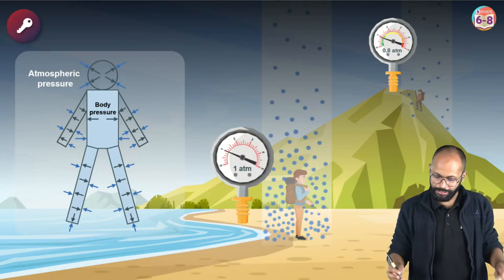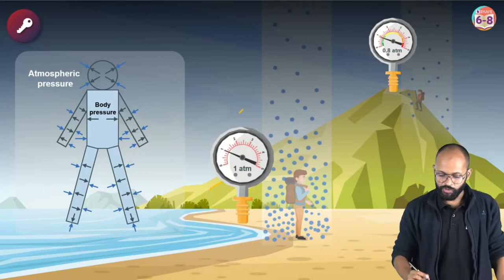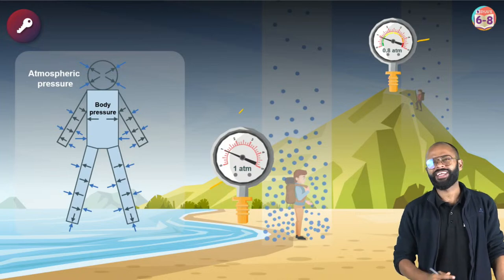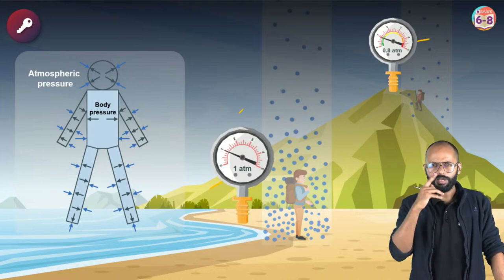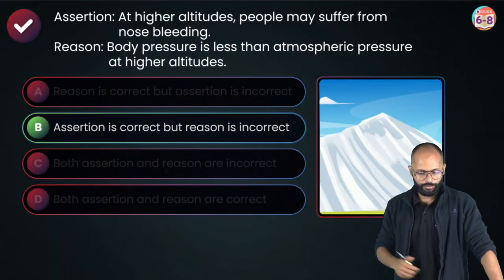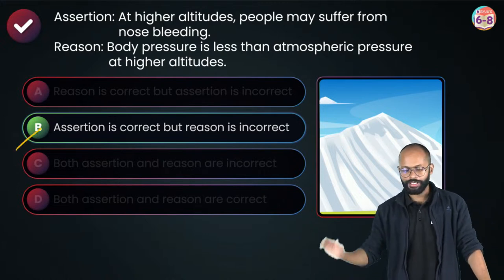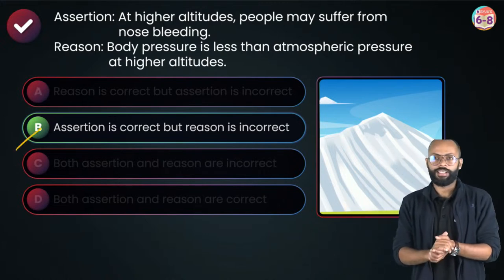Okay? Clear? 1 atmosphere is on the surface, at height it is 0.8 atmosphere, so it is less, and your blood pressure becomes more. Clear? So the answer is, assertion is correct, but reason is incorrect, right?